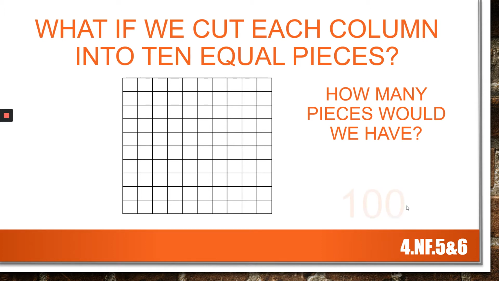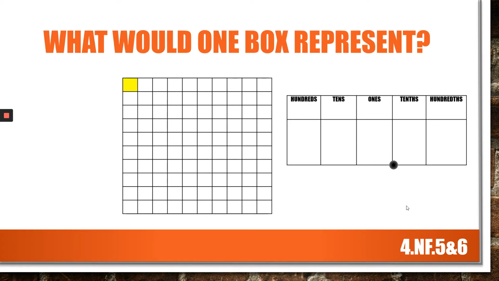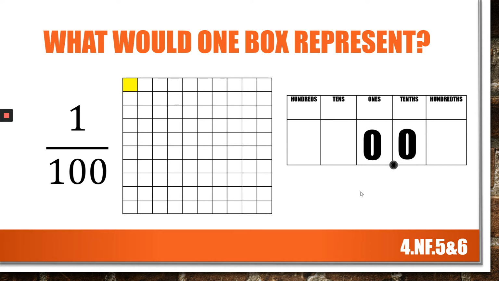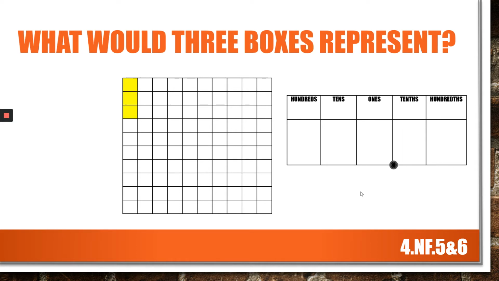Yes, 10 times 10, which is 100. Very nice. Well, now I want to know, what would one box represent? 1 out of how many? You guessed it, 1 out of 100. So let's represent that. How many ones do we have? We have 0. How many tenths do we have? Well, we don't have a whole tenth, so we can't shade that in. And we have 1/100th. Very nice.